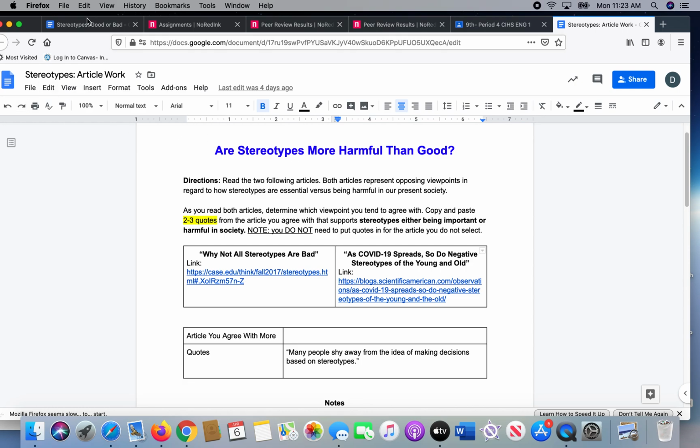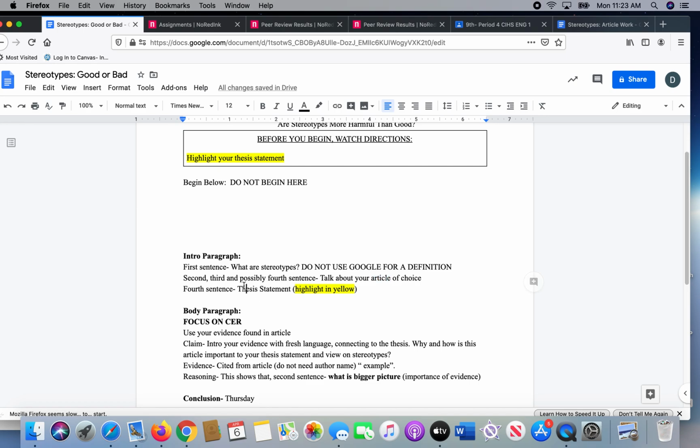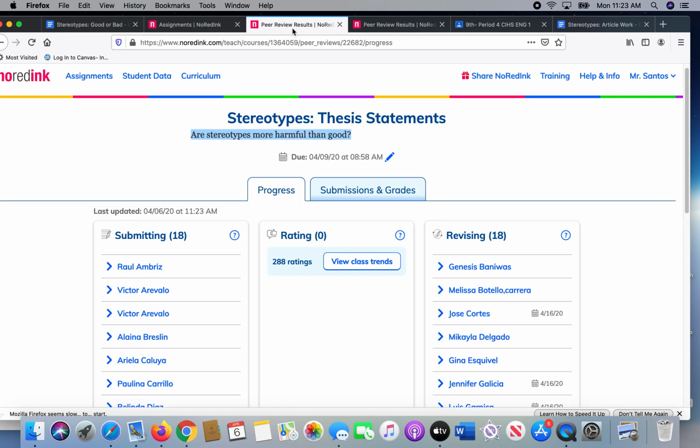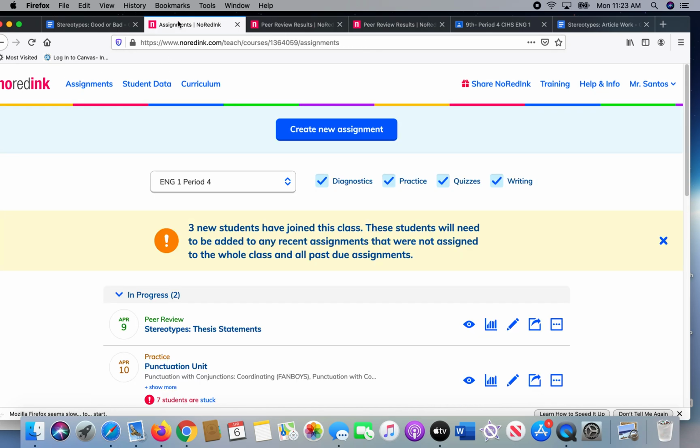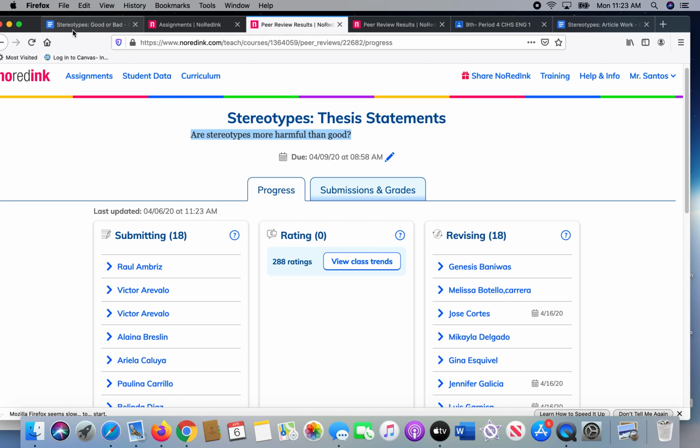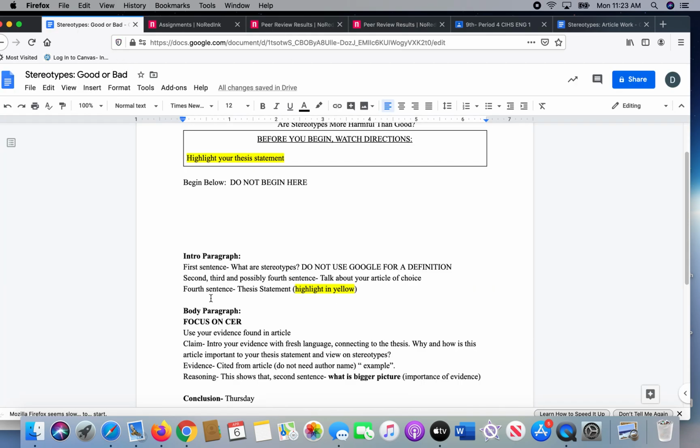So that will be about 2 to 3 sentences after your first sentence, and the fourth sentence will be your thesis statement. This is where you're going to go back, and if you've done the peer review correctly, you go back to your assignments on your dashboard, and you'll be able to go into the assignment and copy, Control C and Control V, your thesis statement because that's already done.